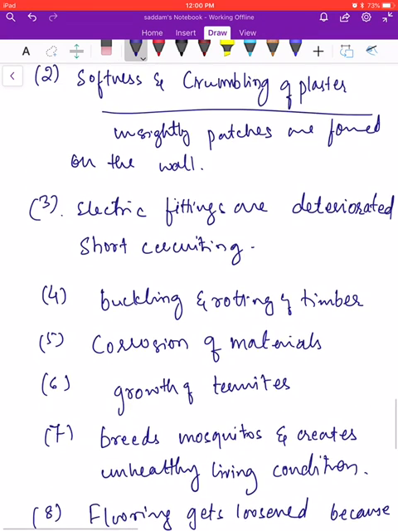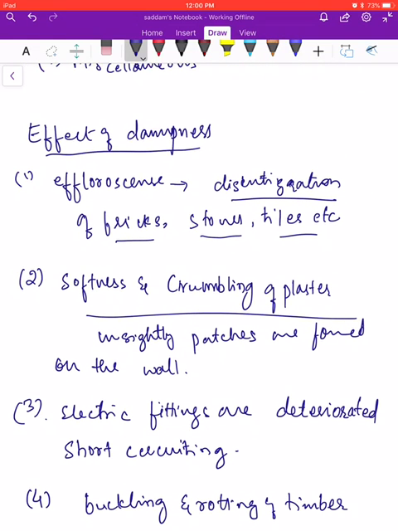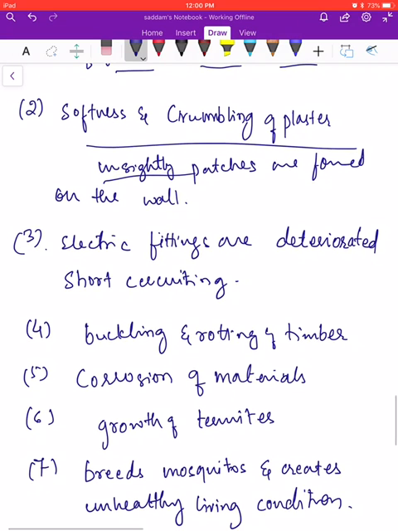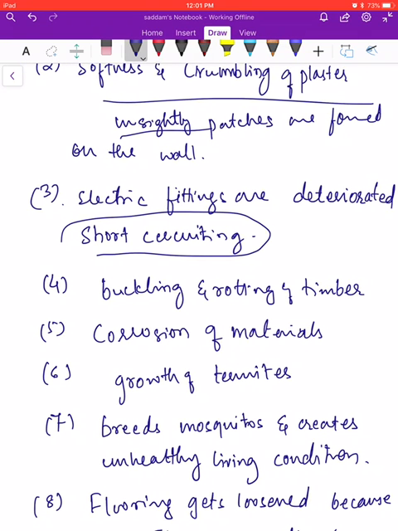So what are the effects of the dampness? First one is efflorescence is observed, which will result in disintegration of your bricks, stones, tiles, etc. Softness and crumbling of plastering is observed, which will cause unsightly patches to form on the surface. Electric fittings are deteriorated, which may result in short circuiting. Buckling and rotting of timber, if you are using any timber material, is observed.